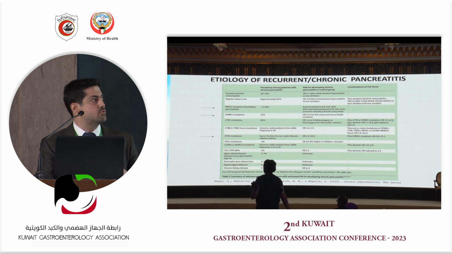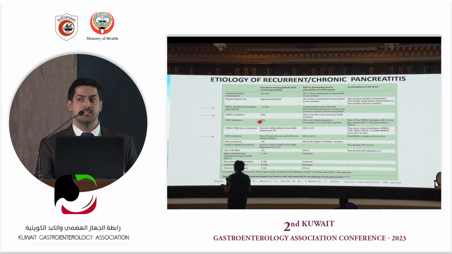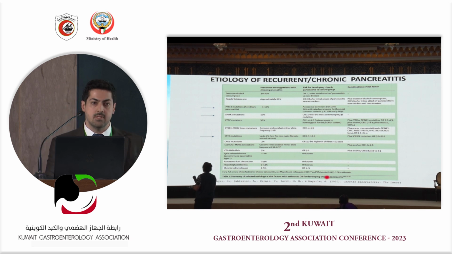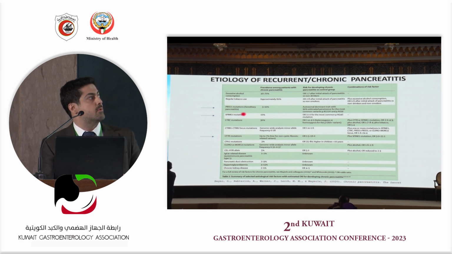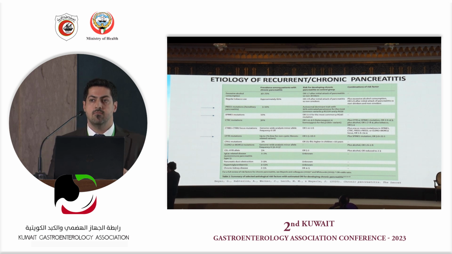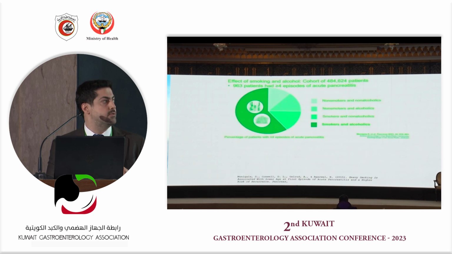However, it's interesting to see that genetic risk factors play an important role, which are commonly forgotten or overlooked during evaluation of patients with recurrent pancreatitis. Common genes involved are PRSS1, SPINK1, the CFTR gene, and the CTRC gene. These are commonly involved in patients with recurrent pancreatitis, and sometimes we label patients with idiopathic recurrent pancreatitis without looking into their genes.